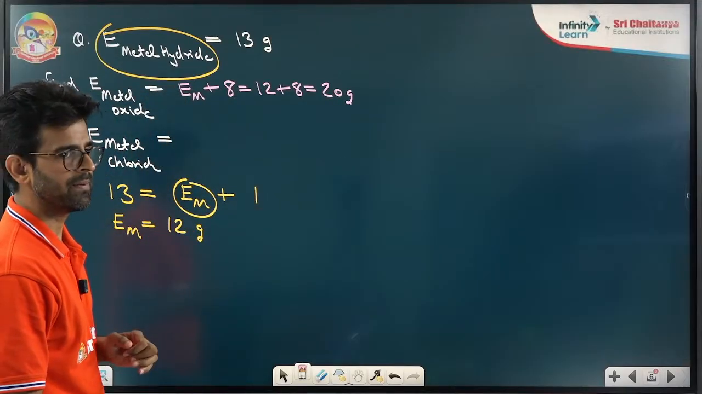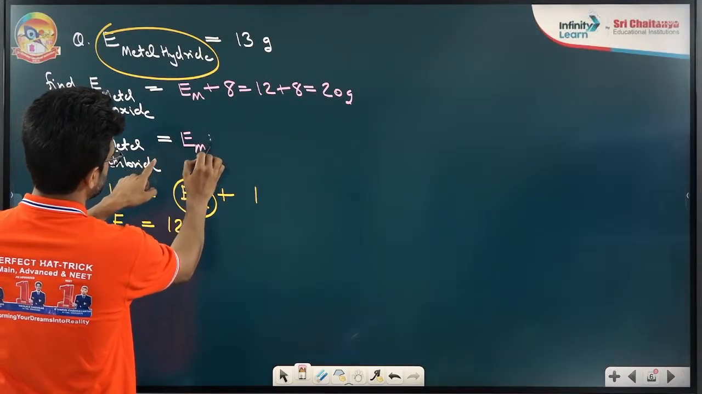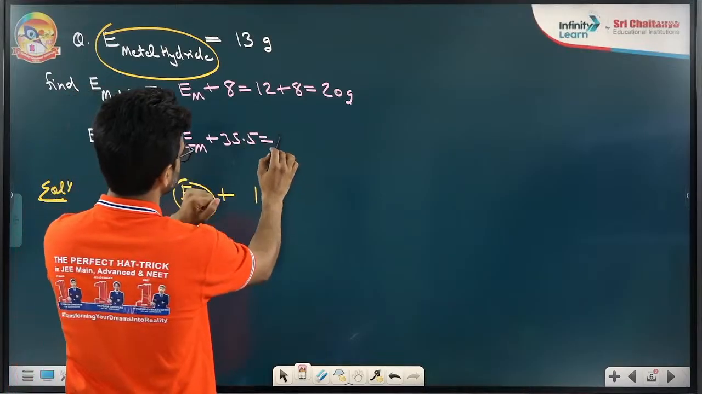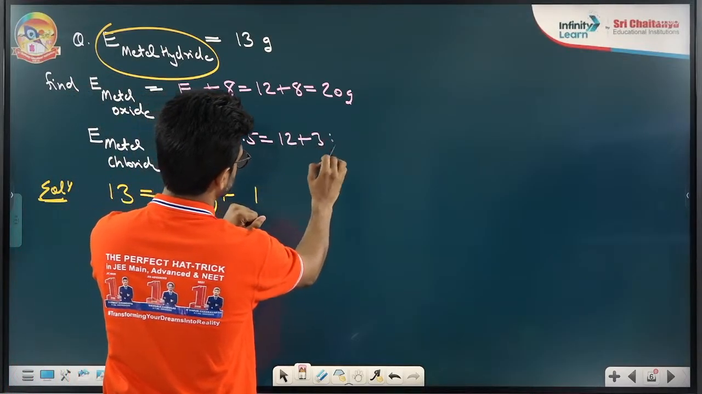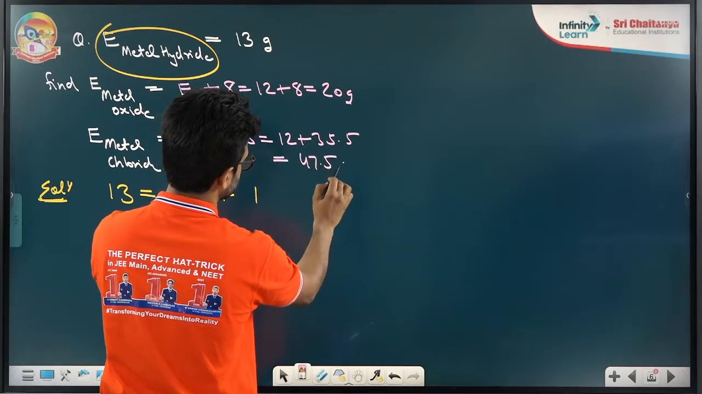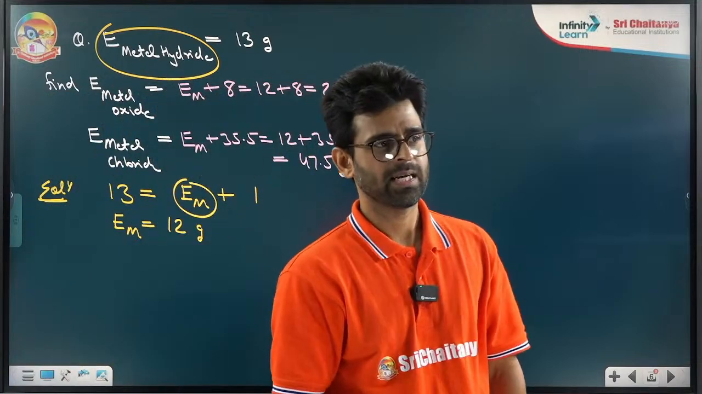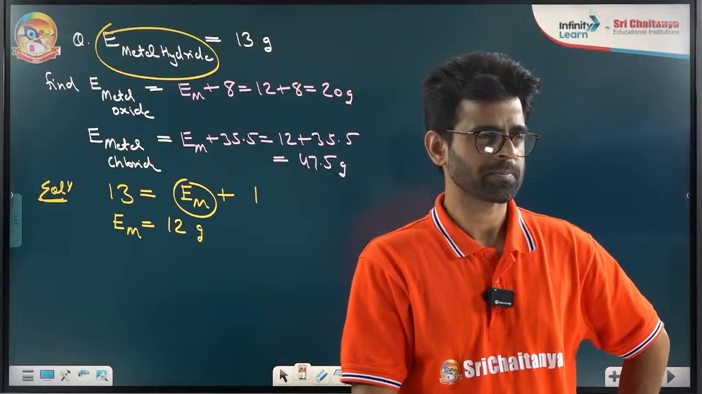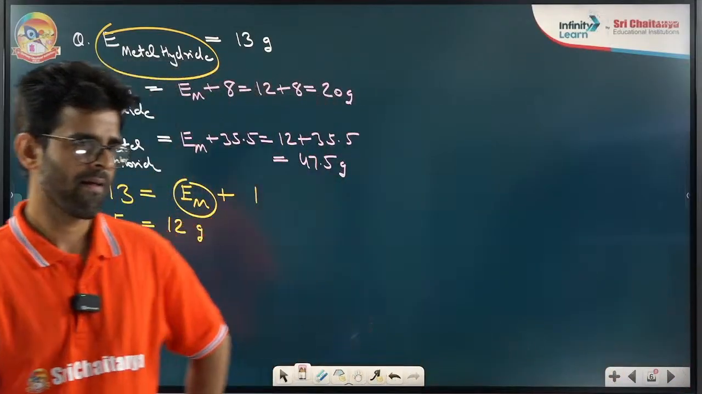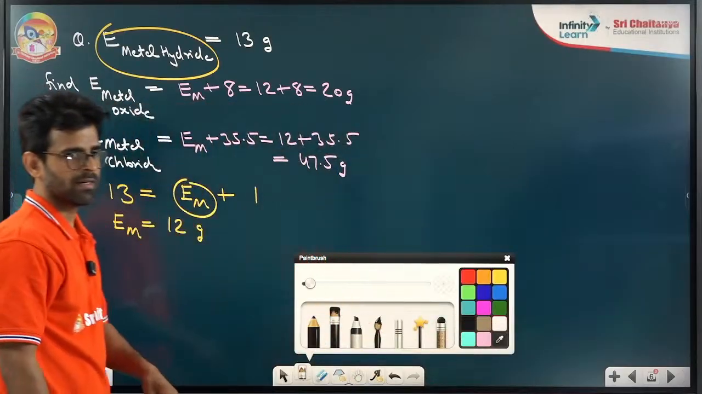Very good. Right? And the next one is EM for chlorine. EM plus how much? 35.5. So what's coming from here? EM, you know, 12 plus 35.5 for chloride. So how much coming from here? 47.5 gram. It's coming 47.5 gram. Fine? Got the point? Yes, beta. Are we clear about this? Good.